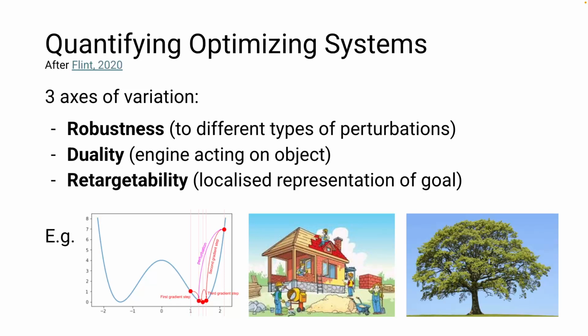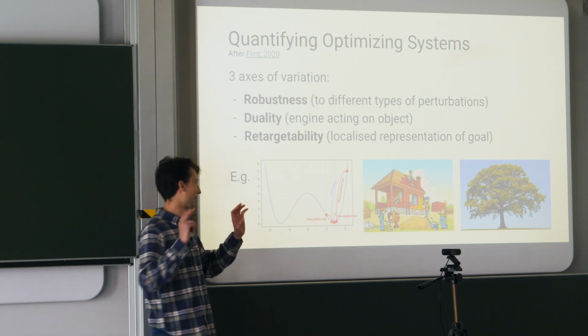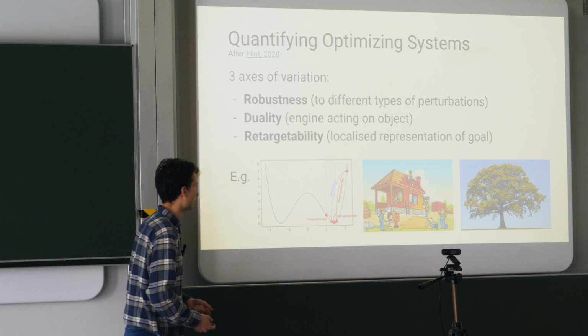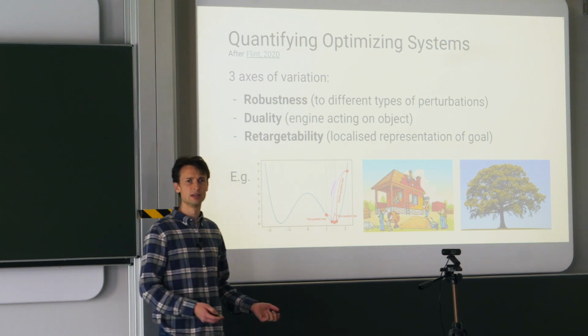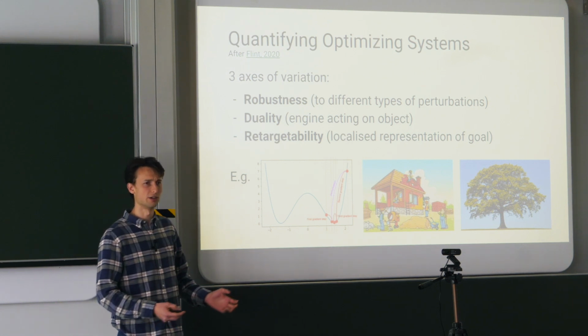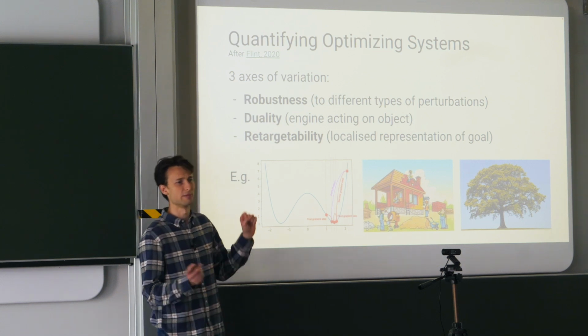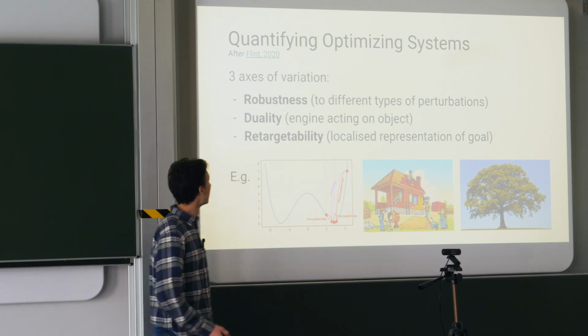In some sense, the power of the building company is the ability to realize lots of different houses depending on the specifications of the owner, and it's easy to retarget them. They've got a pretty localized representation of the goal in the head of the building manager, or in the email or correspondence that the owner of the plot of land has had with the building company. In the case of a tree, it's really not very retargetable. You can't take this sapling and tell it to evolve into anything other than a tree. You might be able to bend some of the branches, but it's still going to look like a tree. It can't build a house for you.